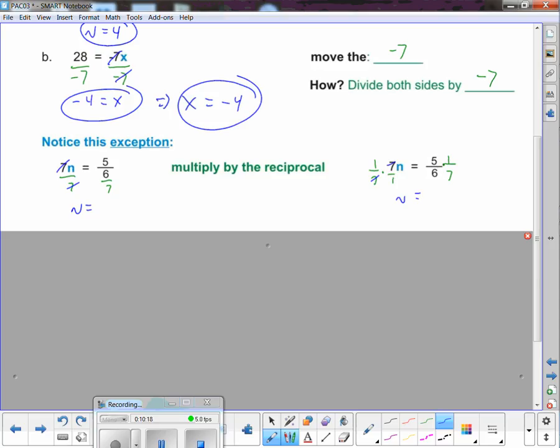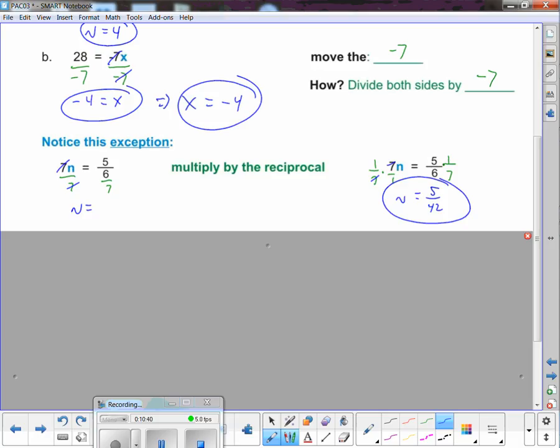Colby? 5 over 42, right? Because a 6 times 7, 42. Well, you got the right idea, right? Got the right idea. Top times top, bottom times bottom. And we end up with 5 over 42. See, you guys all were able to do that. Because we multiplied both sides by the reciprocal.